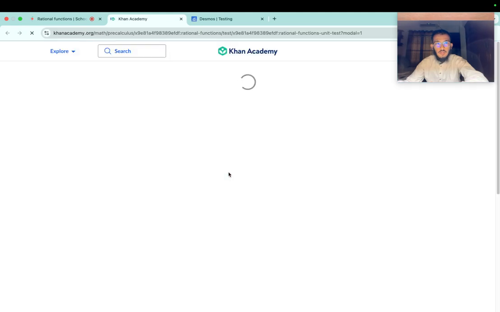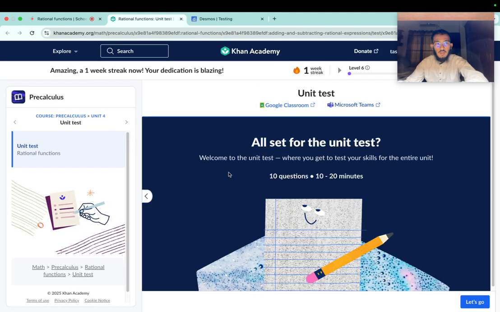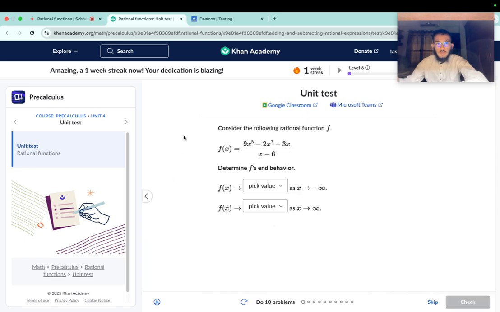All right, let's get started with the rational function unit under our pre-calculus course. For the first question, consider the following rational function f, which has a degree 5, the maximum power of x is 5, divided by x minus 6. We have to determine f's end behavior.